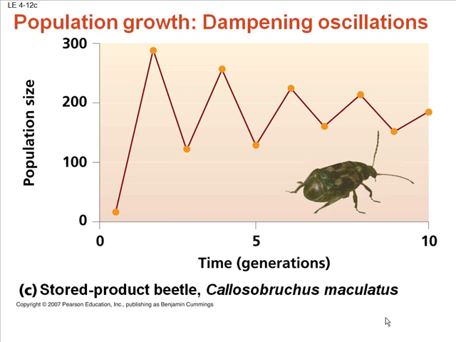Some growth curves will do this. They'll start out, like this beetle here, with very big oscillations in population size over time, each generation, and then it will slowly get closer and closer into more precise numbers around the carrying capacity. So that's called a dampening. It dampens over time. The oscillations become smaller.